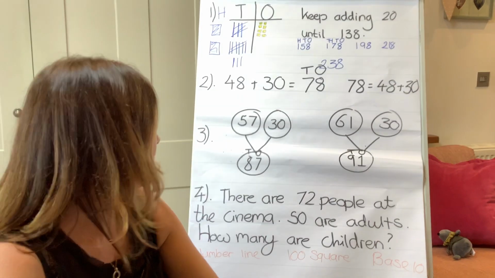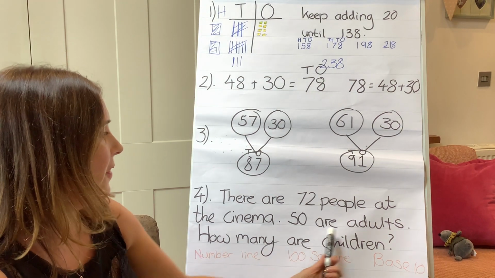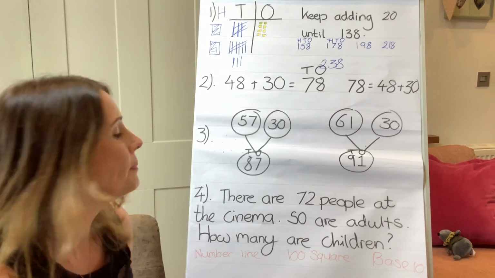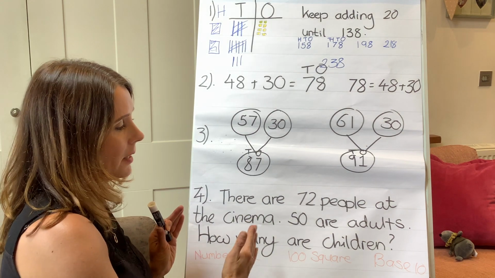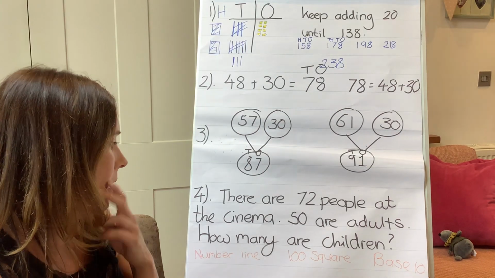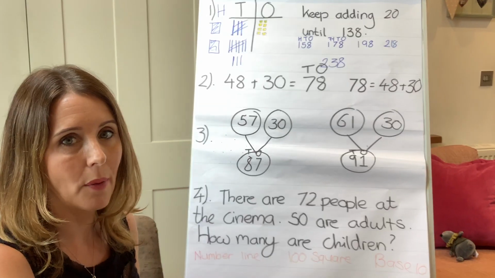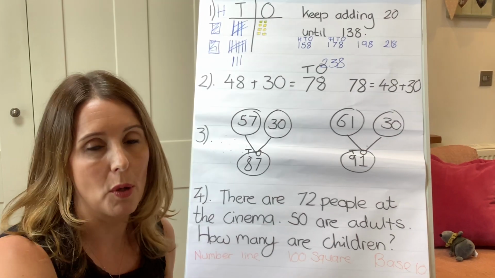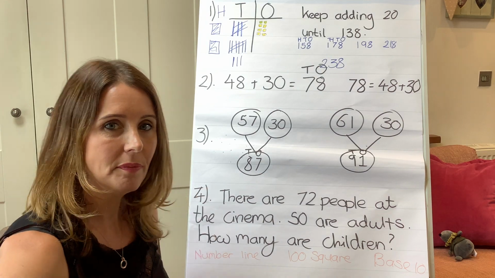Okay, final one. There are 72 people at the cinema. 50 are adults. How many of them are children? You can use a number line, so you could start at 50 on your number line and count on to the 72, see how many were children. You can use 100 square, or you could use base 10 to work it out. Try and show your working out, try and show it using a bar model. Okay, so pause that one and have a go.